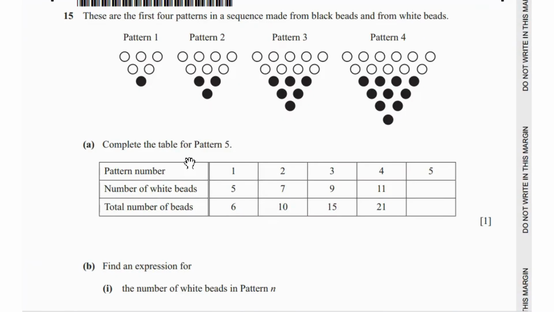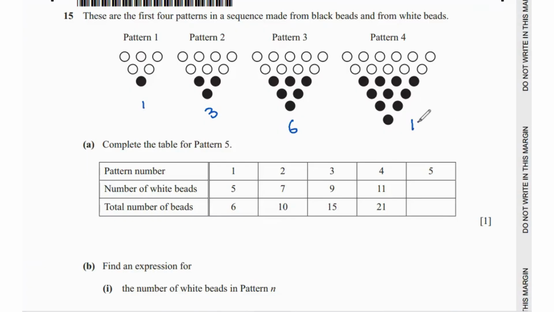Then it says these are the first 4 patterns in a sequence made from black beads and white beads. So we have the number of beads in pattern 1, 2, 3, and 4. They want us to complete the table and figure out the number of white beads and black beads in pattern 5. So if you look at the black beads, it's 1, 3, then it's 6, and then it's 10.